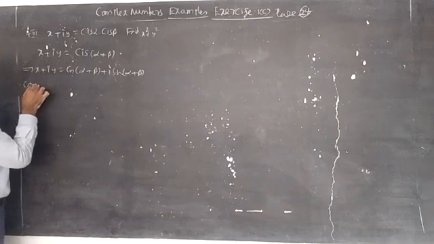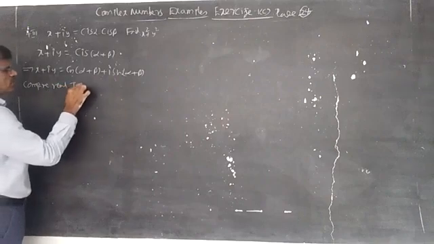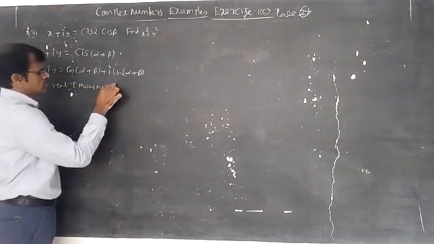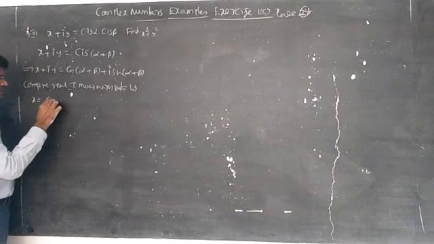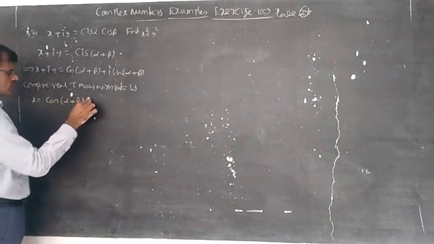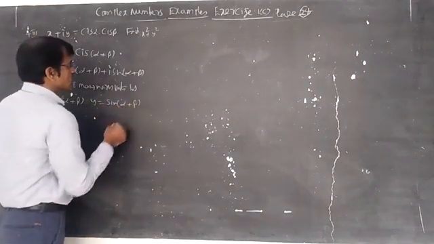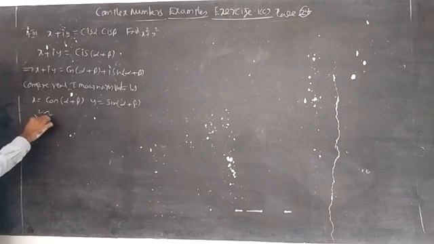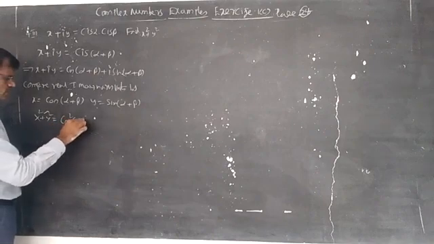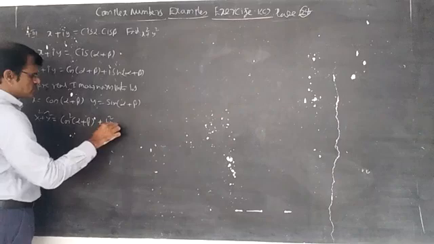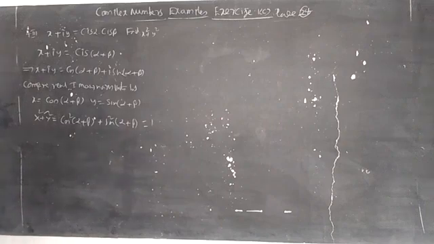Compare real and imaginary parts both sides. So x becomes cos of alpha plus beta, and y gives sin of alpha plus beta. He is asking x square plus y square. X square plus y square means cos square of alpha plus beta plus sin square of alpha plus beta. We know that it is 1. Cos square theta plus sin square theta concept.